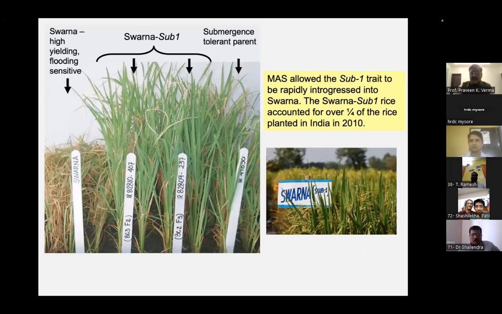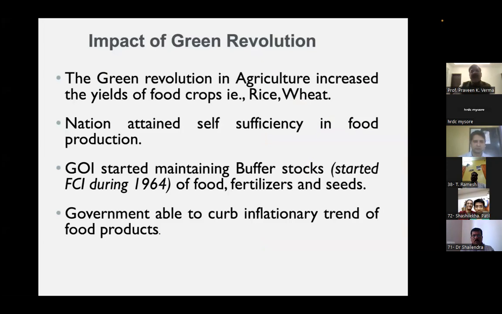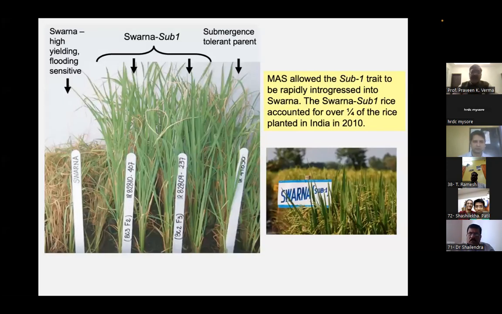You can see this Swarna sub-1 variety, which is now erect after the flooding, while the susceptible variety growing side by side is dead. This is one of the important varieties. As I have already told you, it takes 7 to 10 generations, or sometimes 11 or 12, of back crossing to get the trait integrated into the recipient variety. The important thing is how this has changed in the recent era.